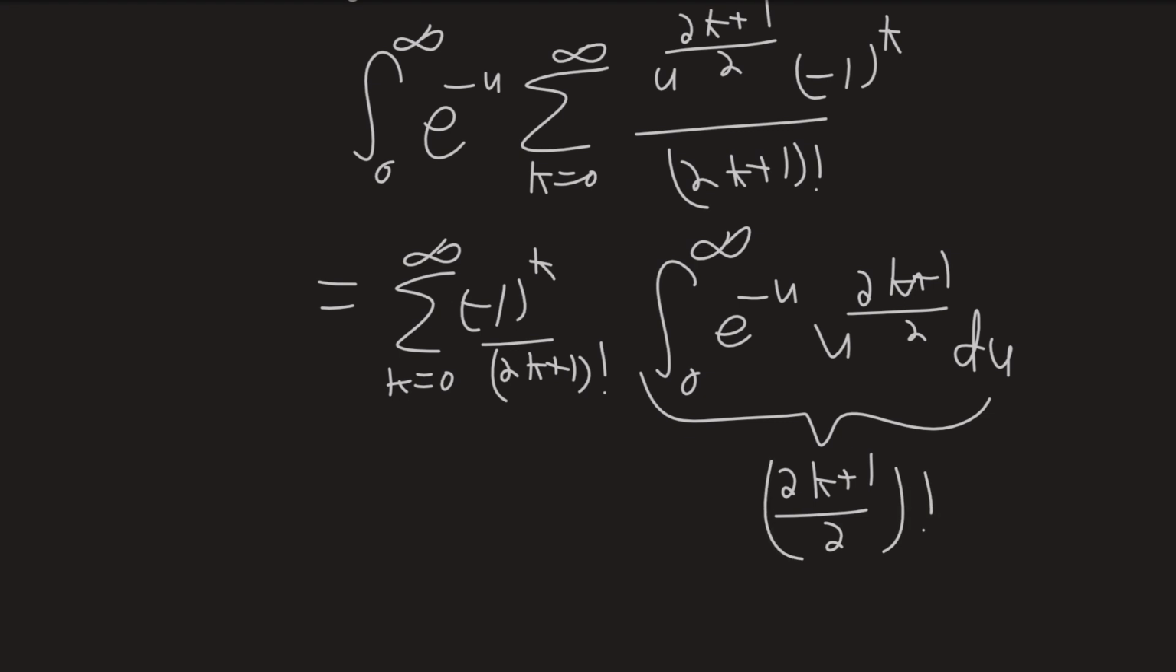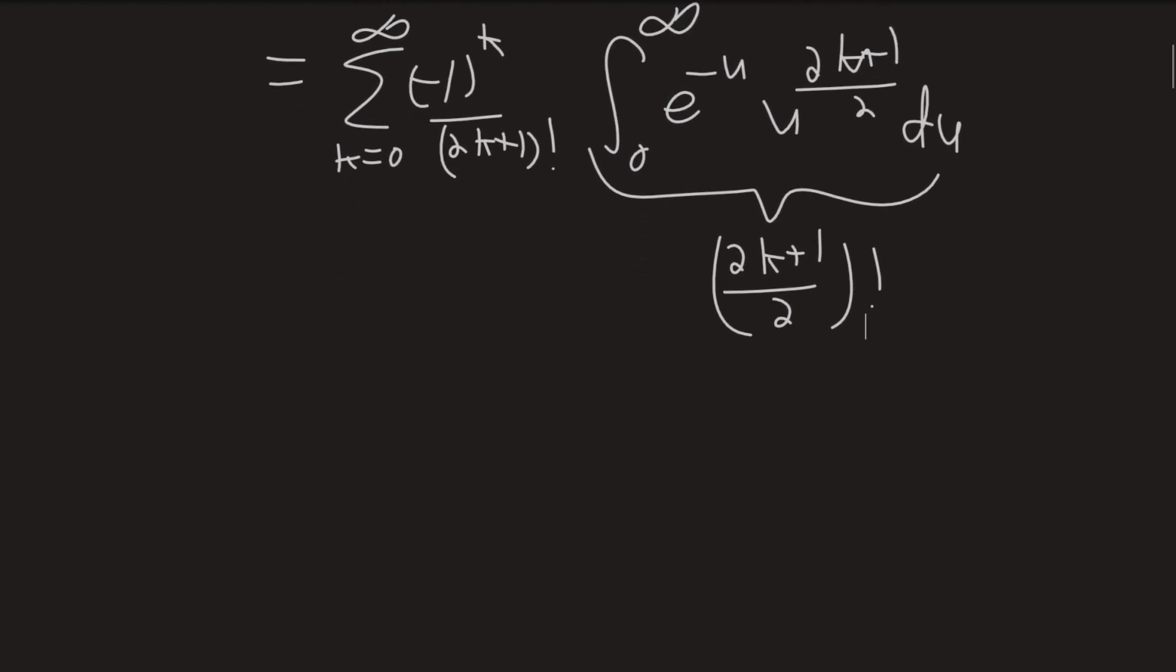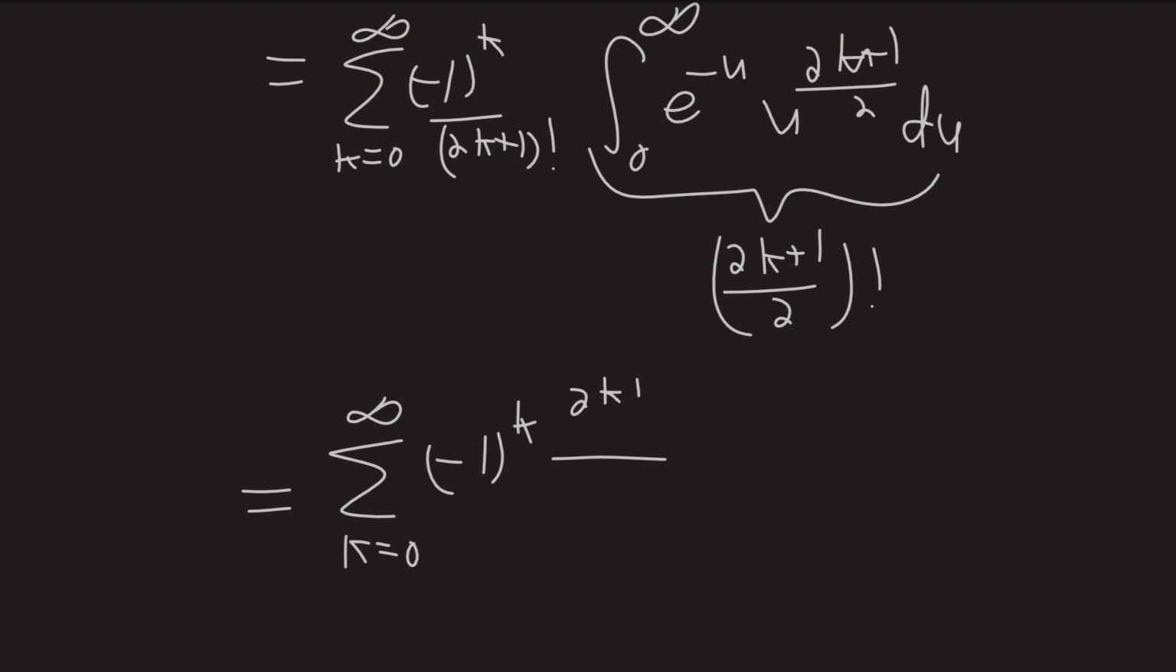So using this, that was a lot and quite fast, we can simplify this quite a bit to just being the sum from k equals 0 to infinity of negative 1 to the k times ((2k plus 1) over 2) factorial over (2k plus 1) factorial. And to solve this, we're going to use another kind of obscure gamma function identity. This just comes from the duplication formula, actually, so it's not that obscure.